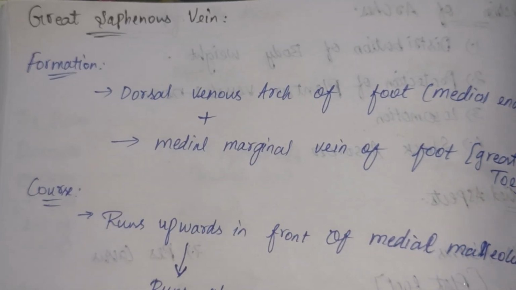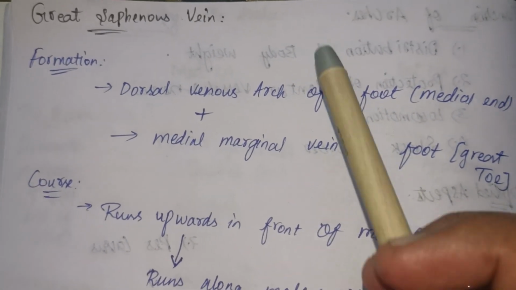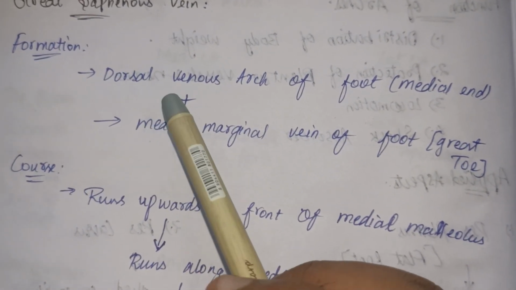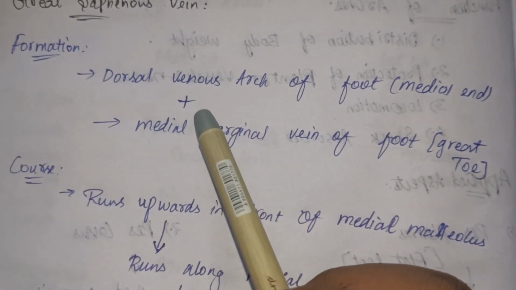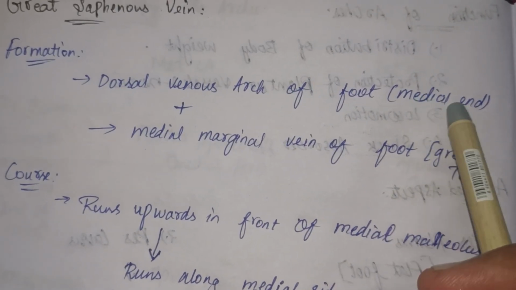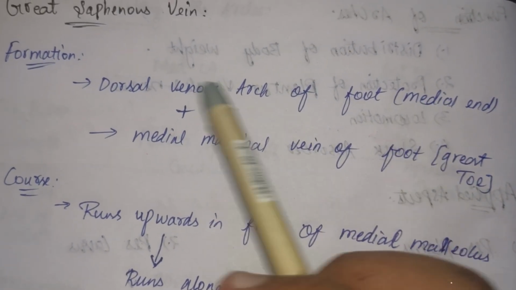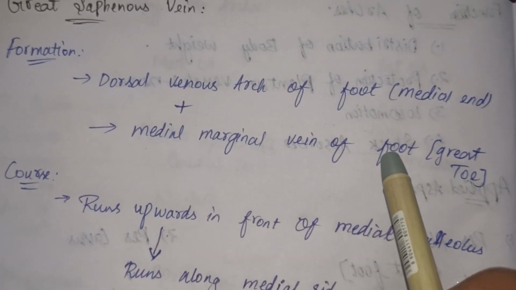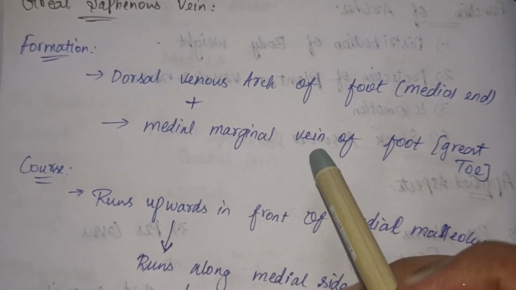Hello friends, in this video let us see about the great saphenous vein. So first of all, let us see its formation. It is formed by the combination of two veins: the medial end of the dorsal venous arch of the foot and the medial marginal vein of the foot, which is nothing but the great toe.